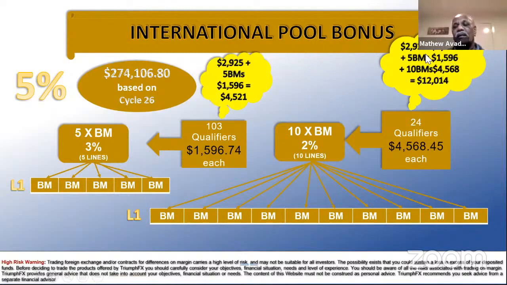So anybody with more than 10 BMs would have earned a minimum of $12,000, because this is only based on $60,000. Some direct levels might be more than that, might be $100,000 or $200,000. We don't know. So the minimum you will earn is about $12,000 per cycle.